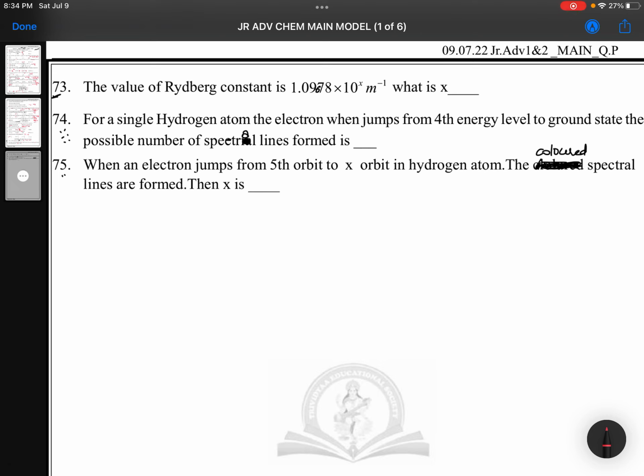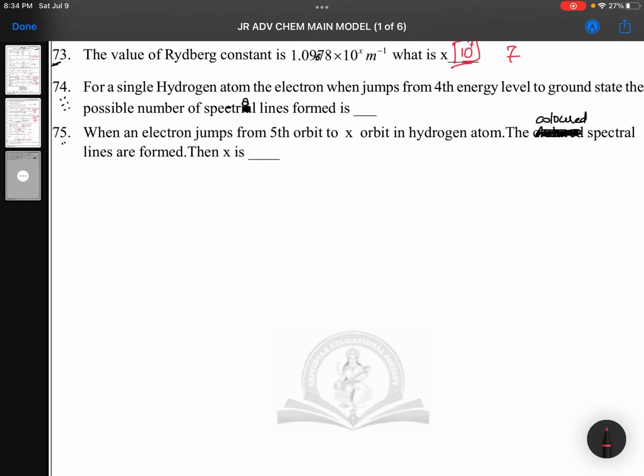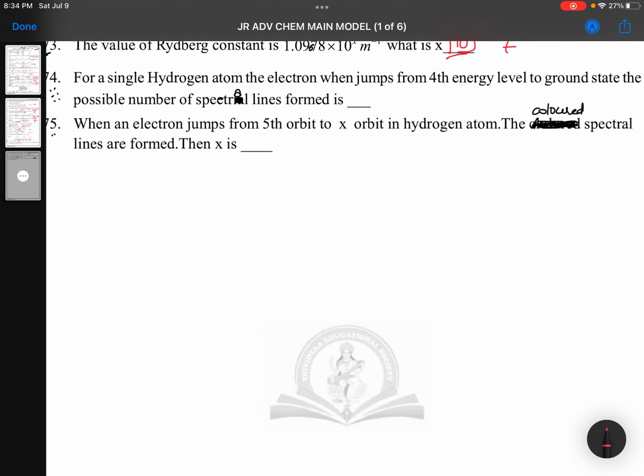The value of Rydberg constant is 1,09,678 centimeter inverse. If you are taking meter inverse, it will become 10 power 7. So answer is 7. For a single hydrogen atom, when the electron jumps from the fourth energy level to the ground state, the possible number of spectral lines: 4 to ground state, 4 minus 1. 4 minus 1 is 3. That means 3 plus 2 plus 1. Total number of lines will be 6.